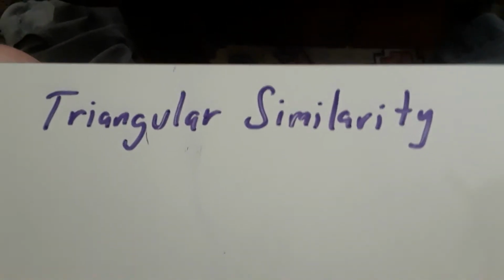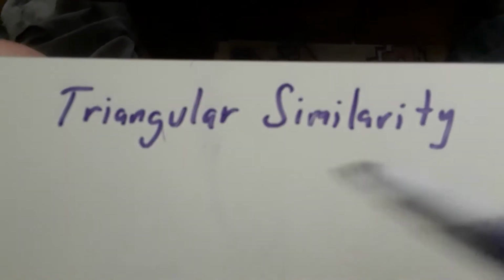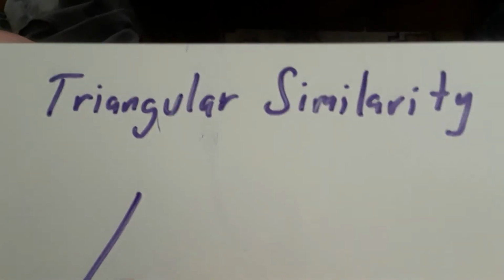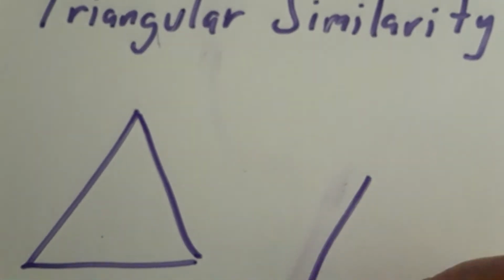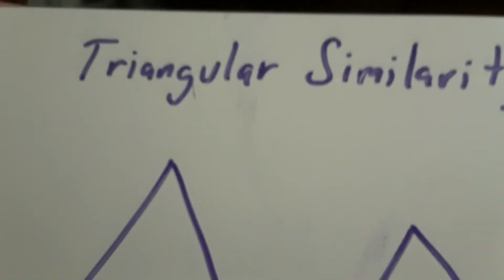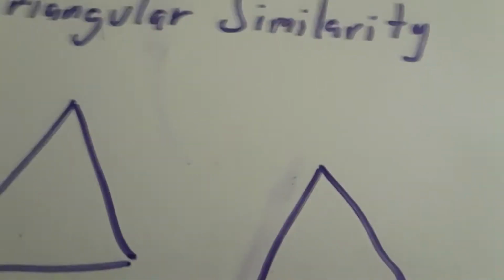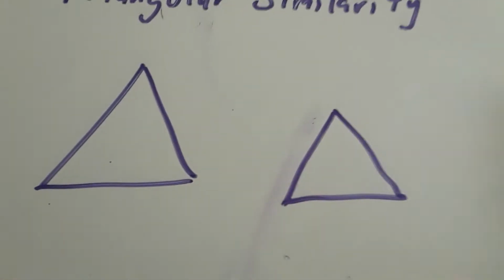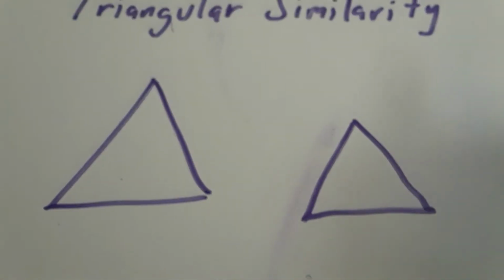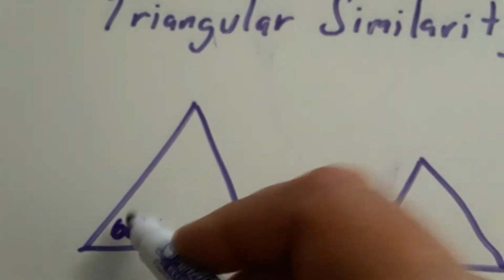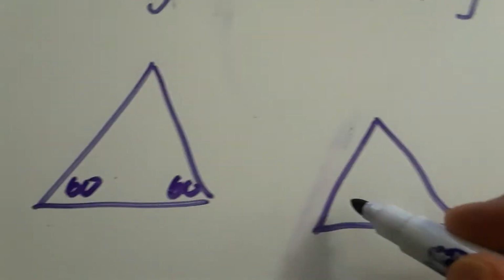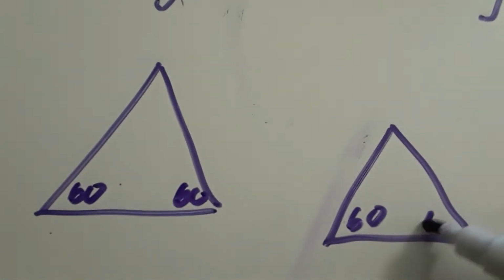A triangular similarity. So I'm just going to draw a triangle here. And over here we'll draw a small triangle. Okay, so let's pretend for a second that these two triangles both have angles of 60 degrees in the corner, okay? I know these aren't quite 60, but let's imagine, okay?